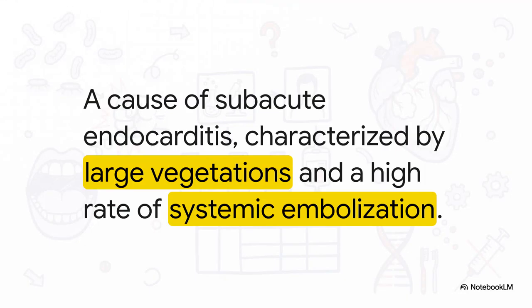It's also, of course, a key member of the famous HACEK group, which are known for causing that tricky, subacute, often culture-negative endocarditis. A really critical feature of Eikenella corrodens endocarditis is that it tends to form large vegetations on the heart valves, which leads to a super high rate of embolization, and that means the risk of devastating complications, like a stroke, is significant.